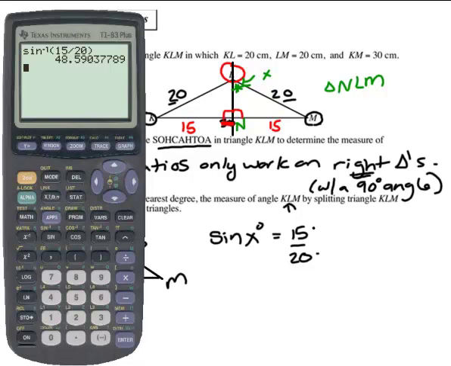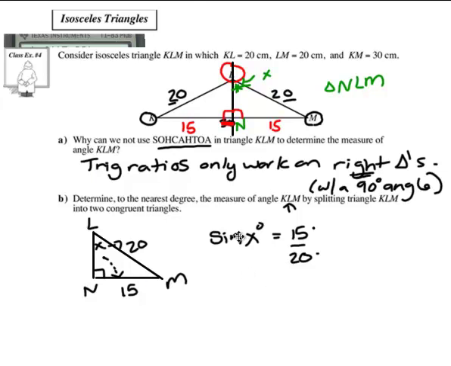Now, did they ask, yeah, to the nearest degree? I'm going to leave it just like this. I'll save my rounding for the final step. So 48.59 degrees. So X is equal to 48.59 degrees. Now the problem is they didn't ask for angle X. What they wanted was angle KLM. They want the whole top part.